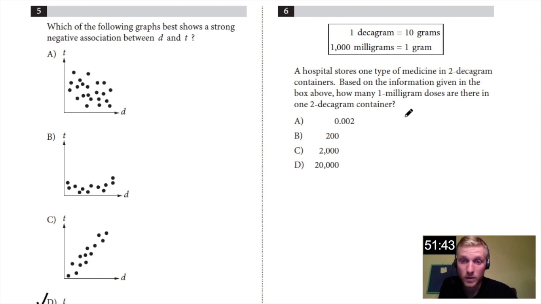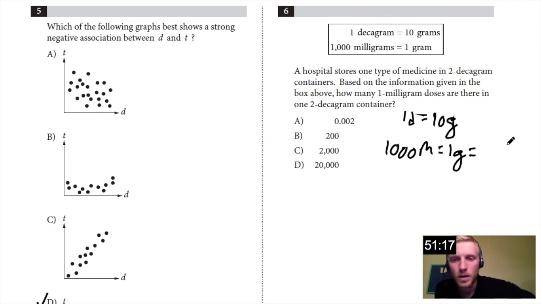So I'm going to use D for decagram. 1D is equal to 10G. G for grams. And 1,000 milligrams equals 1 gram, so 1,000 M is equal to 1 G. All right, so now we want to compare, and 1 gram, as we can see here, is 10 times as small as a decagram.